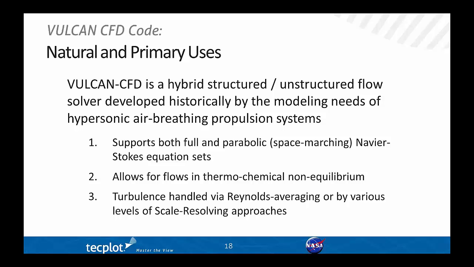Okay, so the VULCAN CFD code. VULCAN CFD is currently a hybrid structured unstructured flow solver, and its development has historically been driven by the modeling needs of the hypersonic air-breathing propulsion system community, so basically scramjet applications. Some of the unique features of the code include the fact that it supports both full elliptic and parabolic, in other words space marching, Navier-Stokes capabilities. Since it was developed primarily for high-speed applications, we incorporated a space marching capability early in its development.